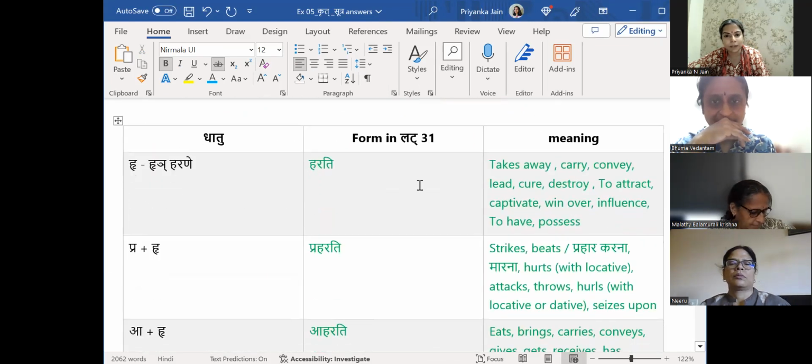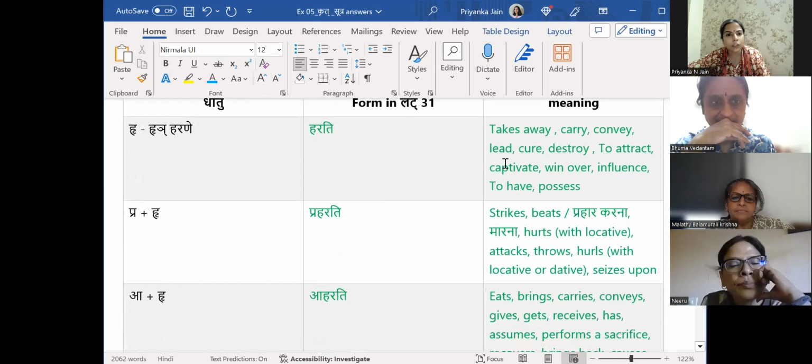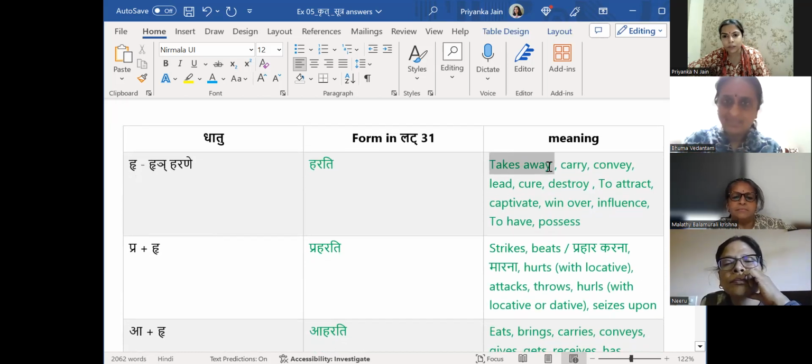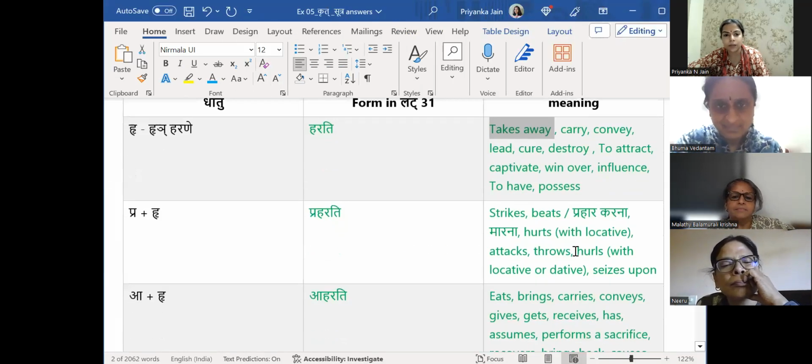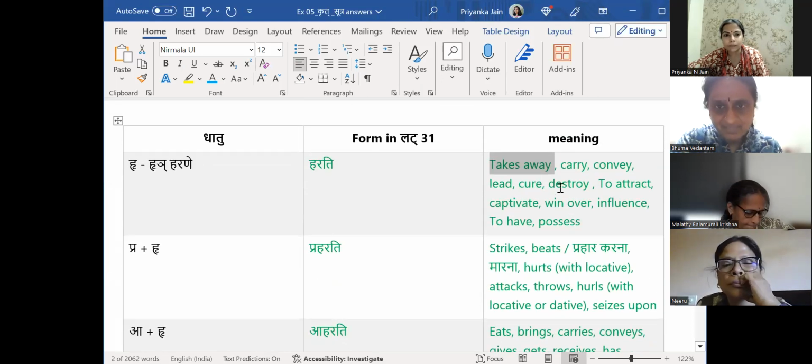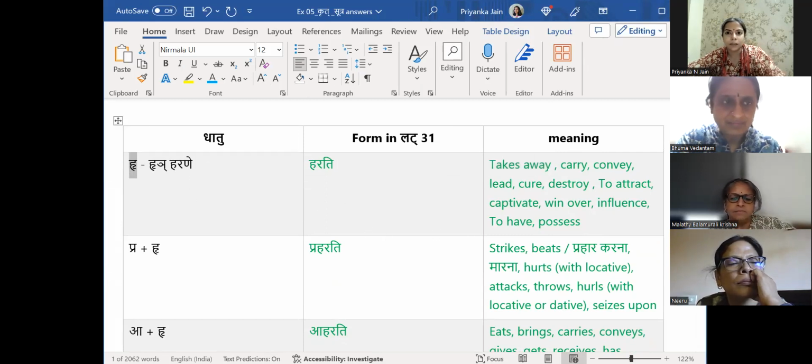Then we had all these meanings. Mostly people wrote any one of these: takes away, strikes, eats, etc. But there are definitely a lot more meanings that we can find. Either we go to the dictionary or in Ashtadhyayi. I'll take one example in case anybody watches the recording later.